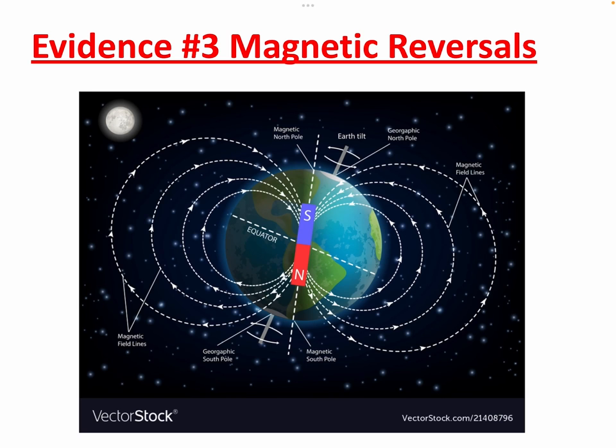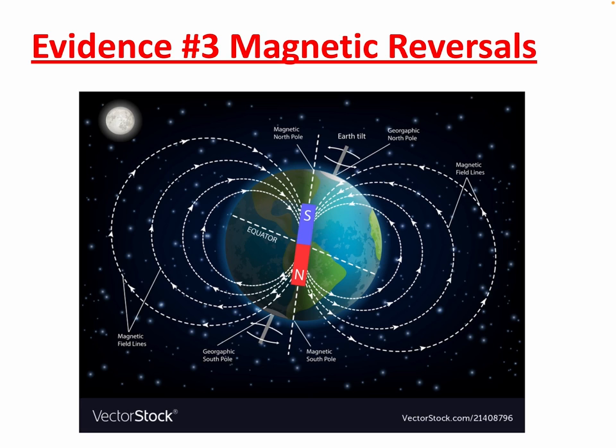Okay. Third piece of evidence is the magnetic reversals. We're not going to go too far into detail with the magnetic reversals. We just need to know that that is a piece of evidence. Magnetic reversals are when, because the Earth is like a magnet, we have a North Pole and a South Pole. Every once in a while, every few thousand years, that pole switches. The North Pole becomes the South Pole. It's like the magnet reverses.